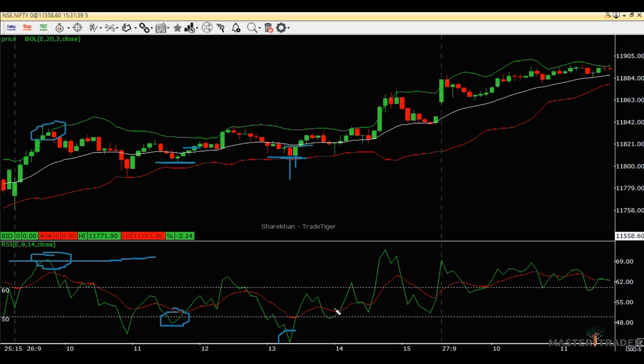Okay, again, RSI takes support at the 50 level. What do we get here? A hammer. Okay, it's a clear buy. And see the move thereafter.